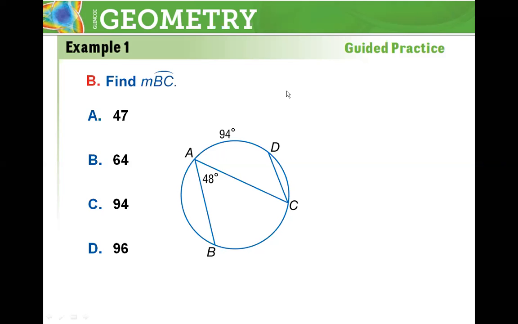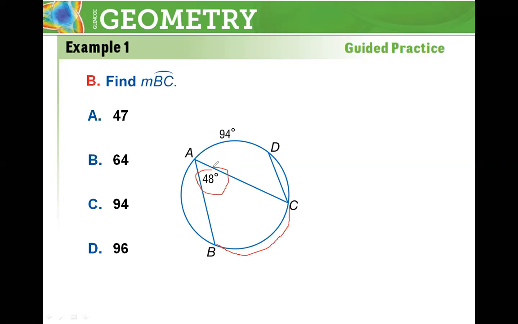Naif, I need to find the measure of BC. We do 48 times 2, because the measure of the arc is twice the measure of the inscribed angle.